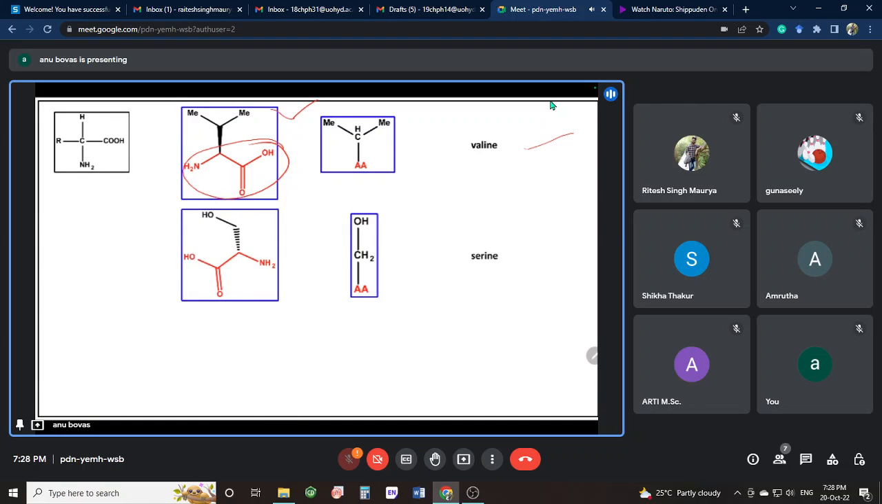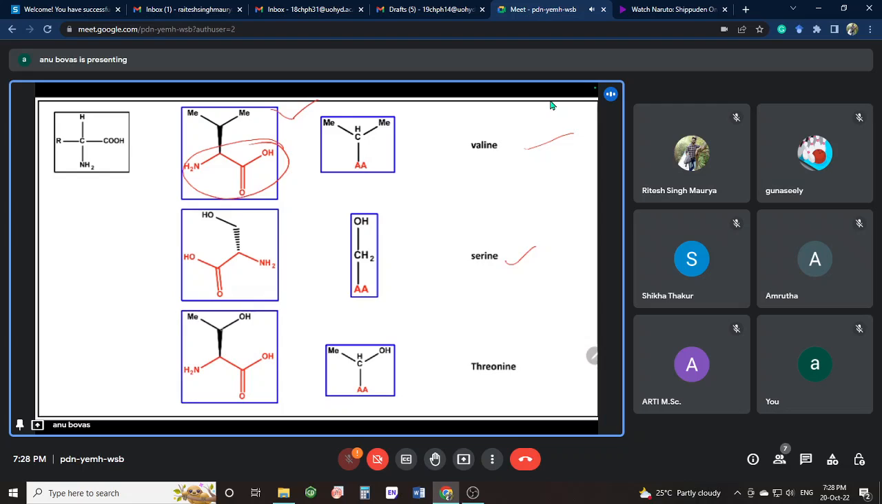What is second amino acid? Second amino acid has a CH2OH. We saw CH2SH and CH2OH. CH2SH was cysteine and CH2OH was serine. So second is serine. And the third one is CH2CH3OH. That is threonine. Two amino acid having OH we saw, that is serine and threonine. So the first one is serine and second one is threonine.